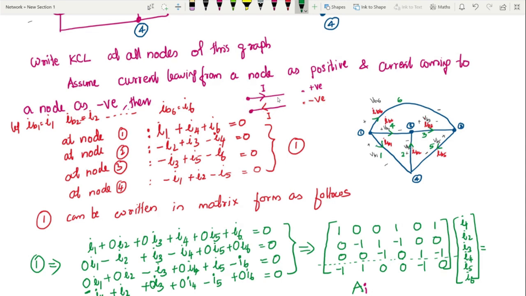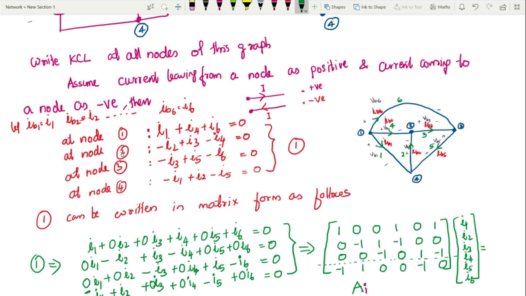If current is leaving away from this node, we need to take it as positive. If current is entering or coming towards this node, then that current needs to be taken as negative. So the KCL equation corresponding to node 1, I already explained.